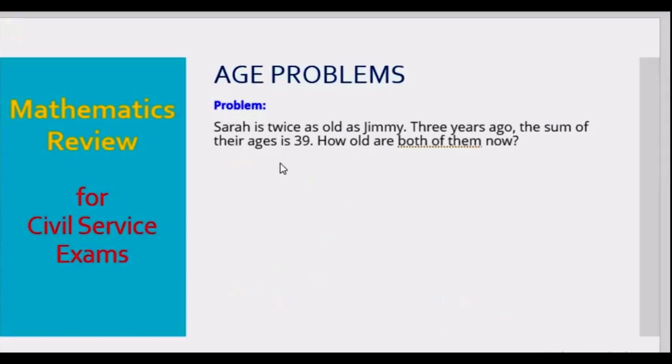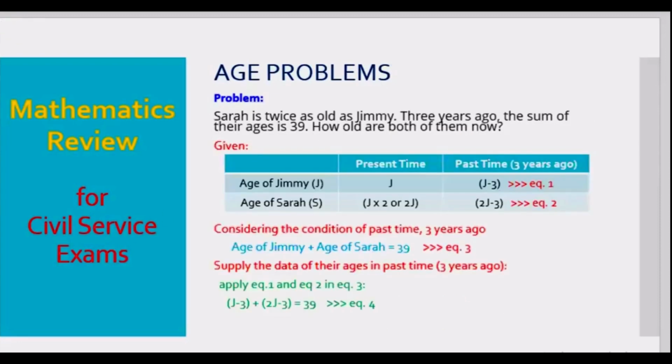Sarah is twice as old as Jimmy. So 3 years ago, the sum of their ages is 39. So the question is, how old are both of them now? Okay. From the given problem, I have also prepared this table.